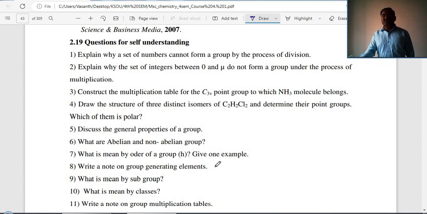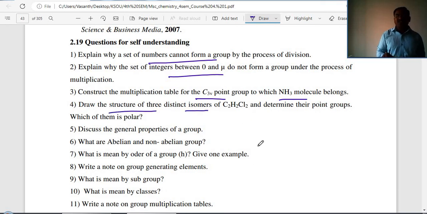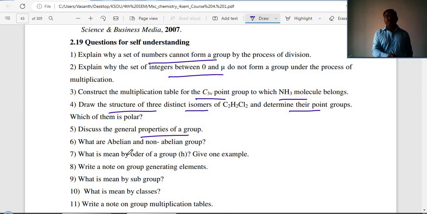The very important questions from these topics are: Explain why the set of numbers cannot form a group by the process of division. Explain why the set of integers between 0 and n does not form a group by the process of multiplication. How to construct the multiplication table of C3v considering ammonia as the molecule. Draw the structures of the 3 distinct isomers of C2H2Cl2 and determine their point groups. Discuss the general properties of a group. What are abelian and non-abelian groups? What is meant by the order of a group?